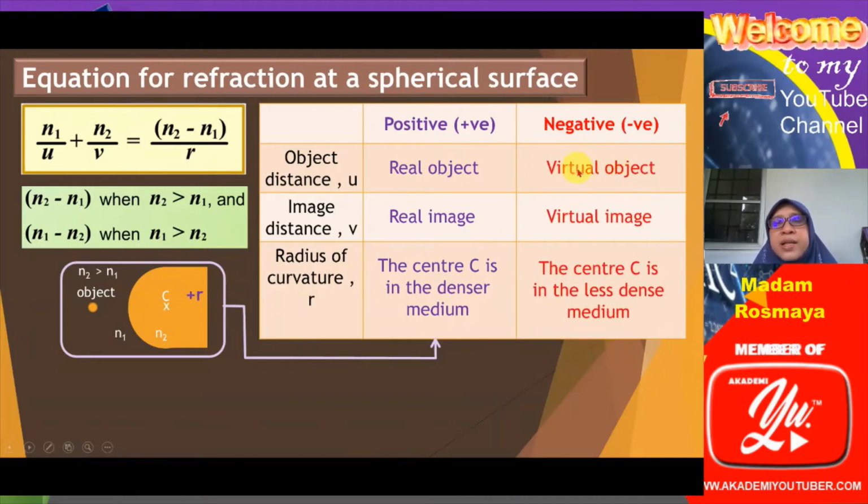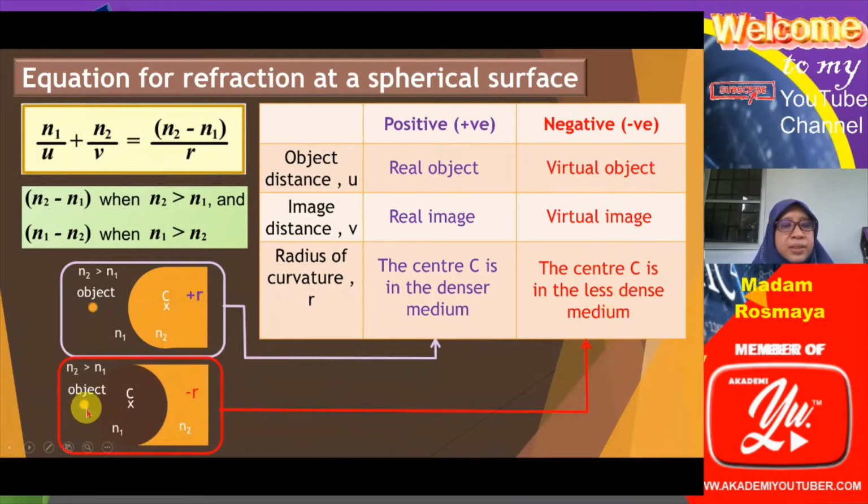For the negative value of U, the object is virtual. V will be negative if the image is virtual. And the radius is also negative if the center is in the less dense medium. Example here, this is an object facing the concave surface. So C is in the less dense medium, and N1 is larger than N2. So always remember the sign convention used for the equation proven just now.